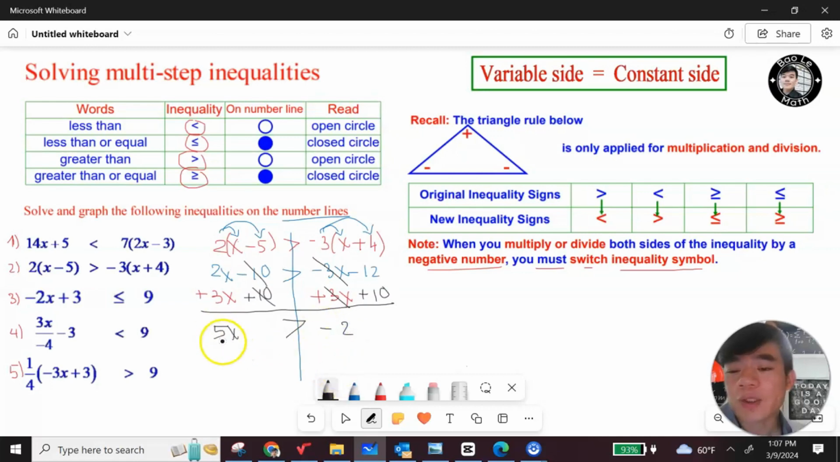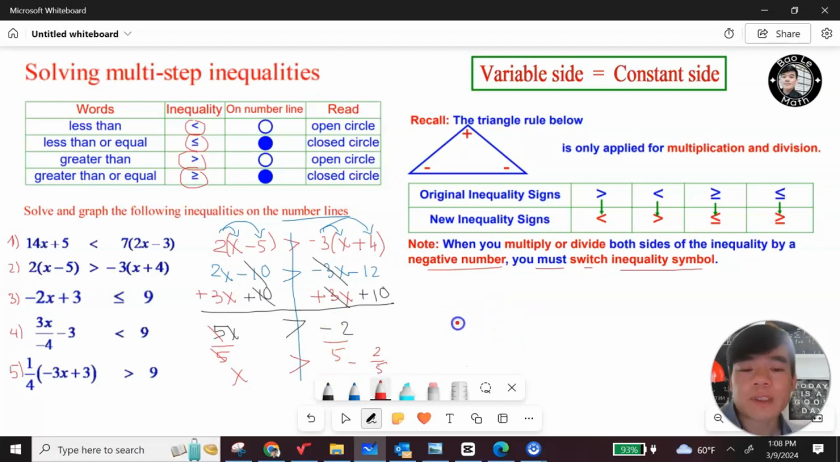Now you look at this: the number 5 in front of s is positive, so you don't need to switch the symbol. Whenever it's negative, you would apply that rule. Let's take a look at that example later. So we divide both sides by 5, and the inequality symbol stays the same. 5 and 5 cancel out. We have s greater than negative 2 over 5.